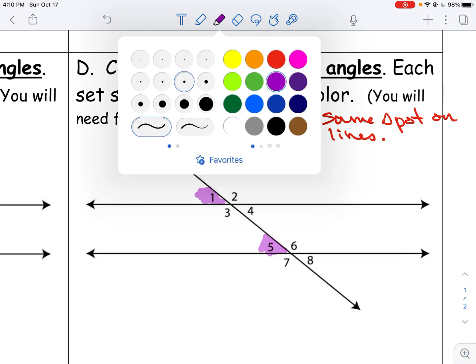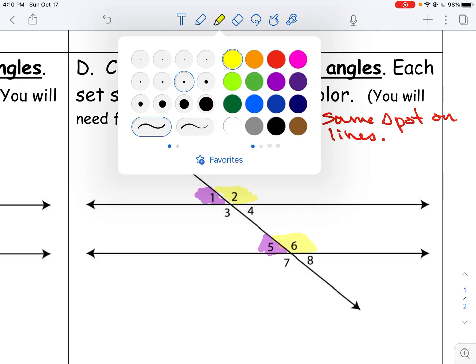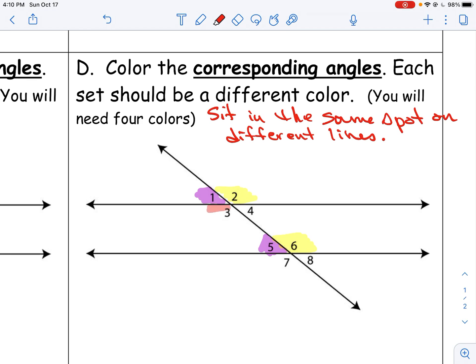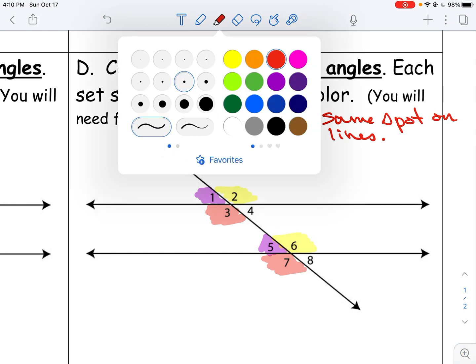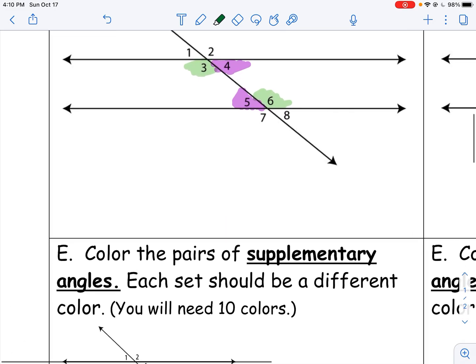So then I'm going to pick a different color. Let's see, I'm going to pick yellow. This is in the top right on that parallel line. This is in the top right on that parallel line. So 2 and 6 are corresponding angles. 3 is in the bottom left. 7 is in the bottom left. So these are corresponding angles. Last but not least, 4 is in the bottom right, and so is 8. Those are corresponding angles.